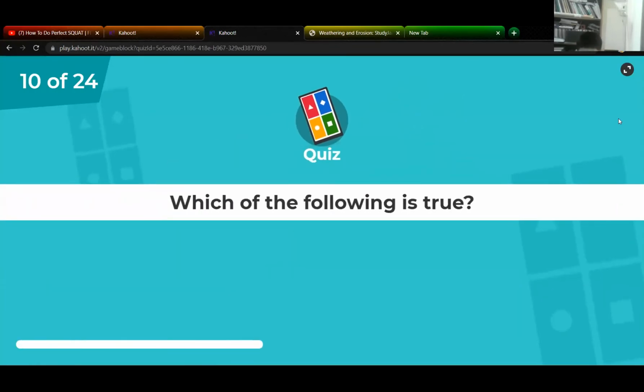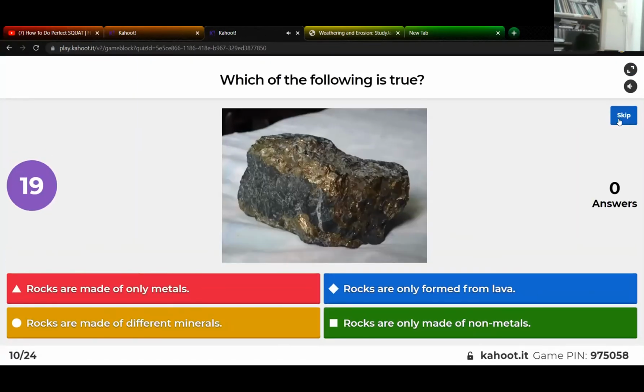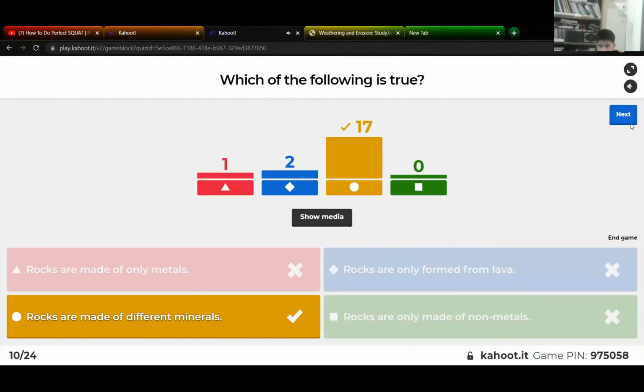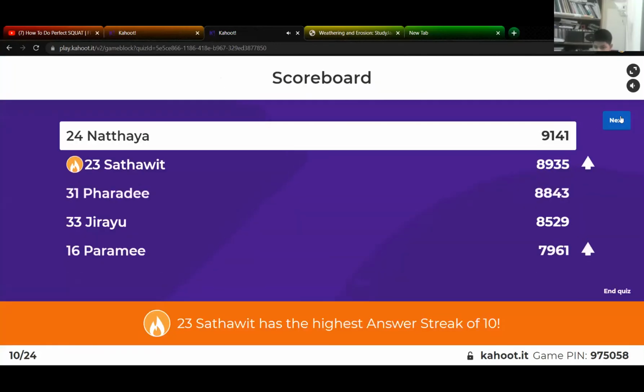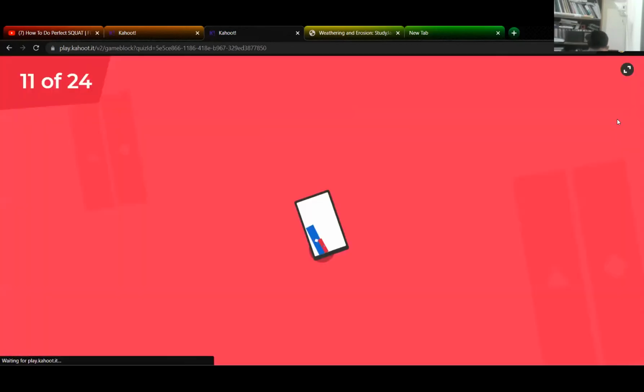Nothing changes there. Which of the following is true? Rocks are made of only metals. Just read it yourself. That is the first lesson I gave you in our rocks chapter. Rocks are made up of different minerals. Good, good, good. Okay, Satawit now is in number 2 and he is on fire.